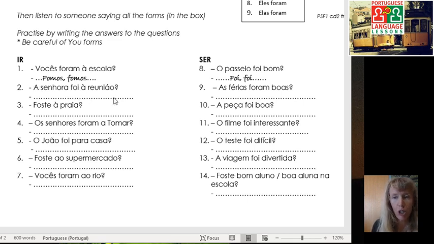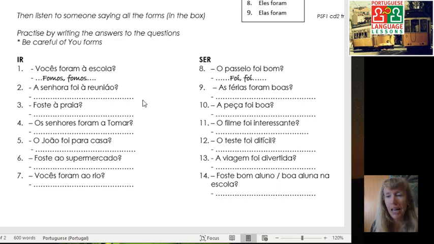A senhora foi à reunião? Fui. I did. Foste à praia? Fui. Os senhores foram a tomar? Fomos. O João foi para casa? Foi. Foste ao supermercado? Fui. Vocês foram ao rio? Fomos.